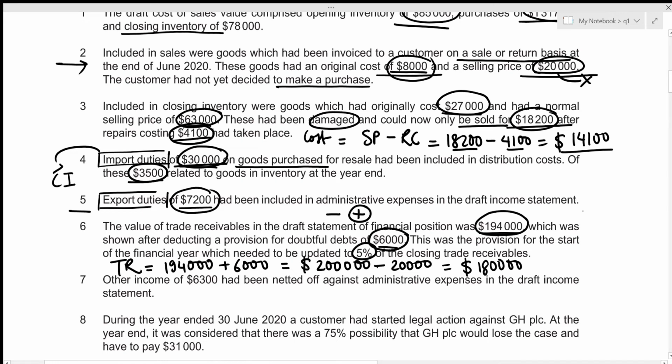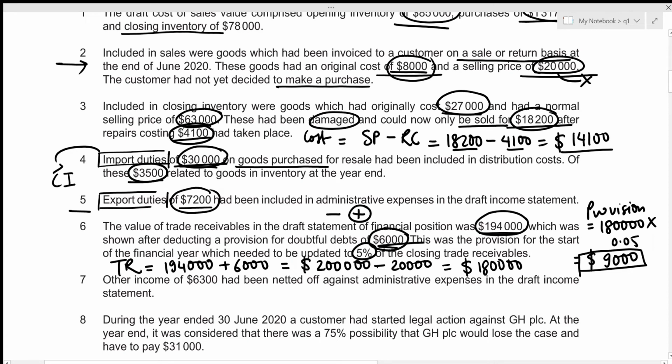So let's figure out the provision. That's just the trade receivables value of 180,000 times the rate of provision, which is 5%, which we can write down as 0.05. So this gives our closing provision for doubtful debts to be 180,000 times 5%, which is 9,000. And this is our closing provision, right? And we were told that our opening provision is 6,000.